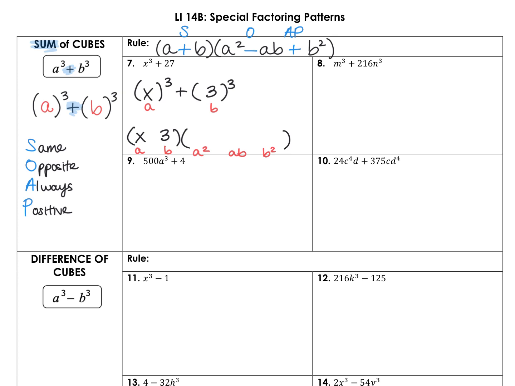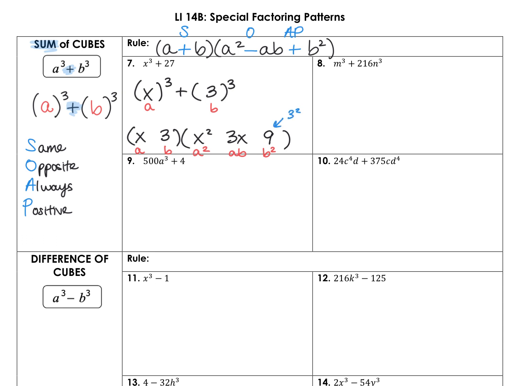Okay. A squared is X squared. AB is A times B, so X times 3. What's that? 3X. Yeah, and then B is 3, so what's B squared? 3 squared, which is 9. Okay. So if you want to make your notes even better, you could say this is 3 squared.